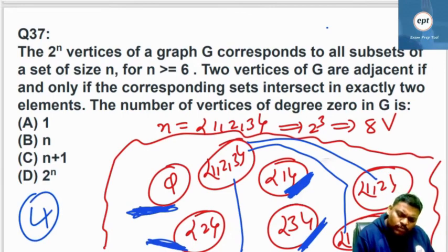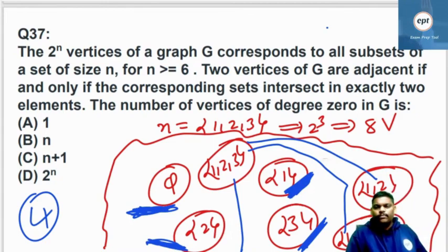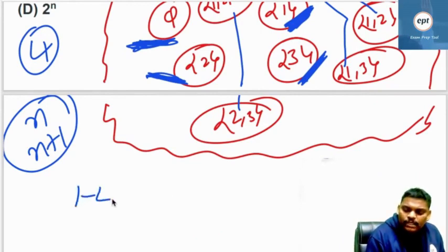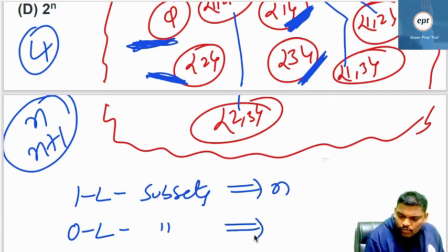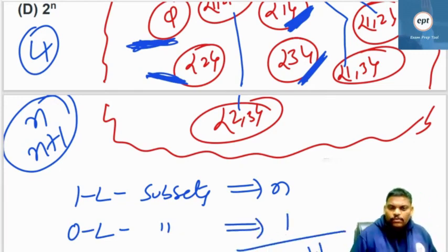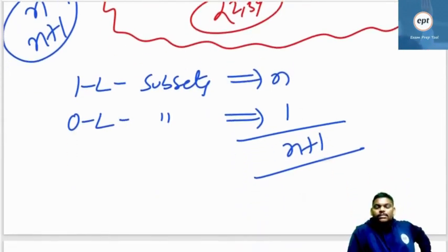He is asking for the number of vertices of degree 0 in G. I think with n given as 3 the answer is 4, so n plus 1 in general. So most of these things you need no proof, just substitute. One person's intersection with any cannot be 2. Zero-length person's intersection with any cannot be 2. So all 1-length subsets and the 0-length subset are the answer. 1-length subsets are n, 0-length subsets are 1, total n plus 1.